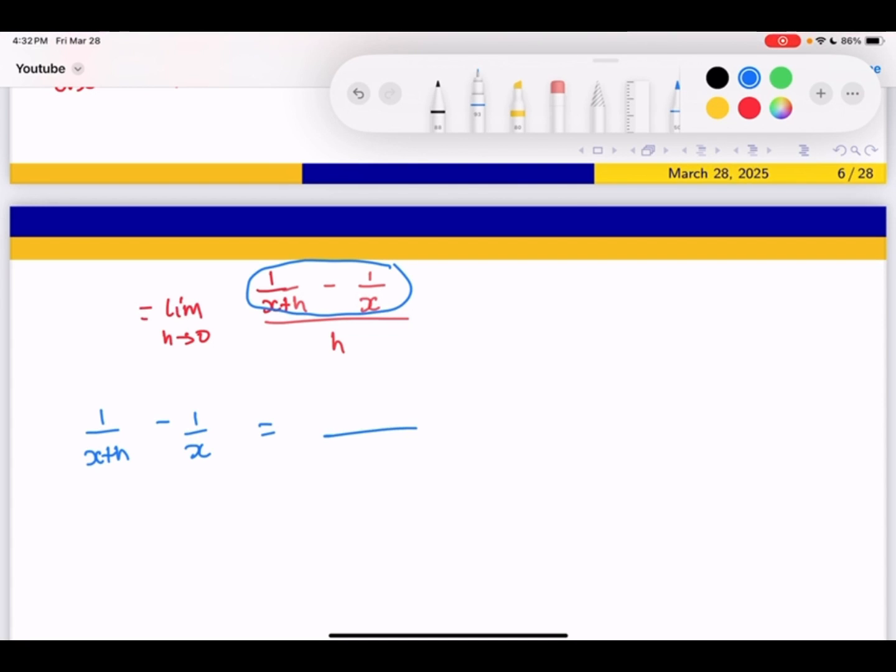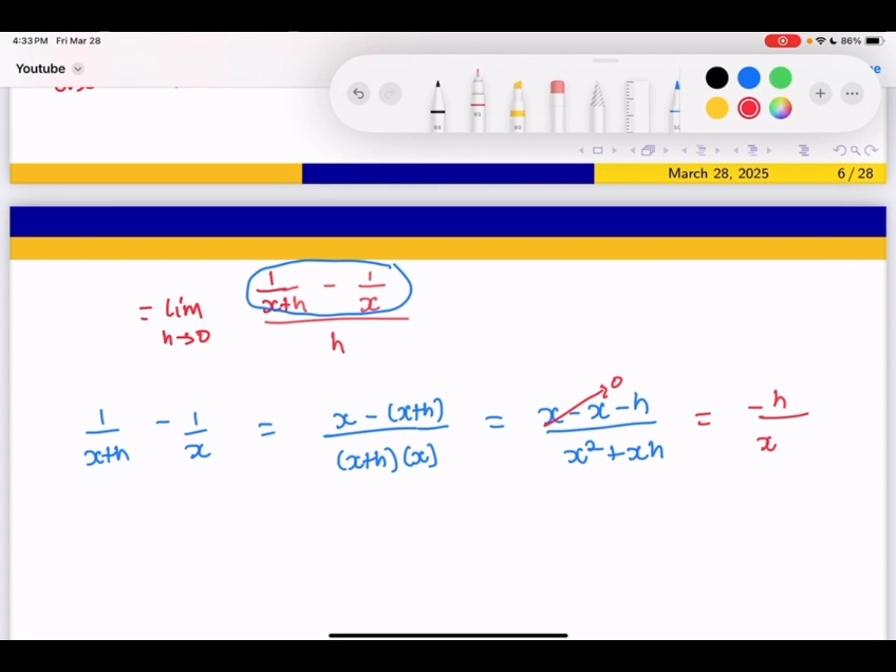So let's find the LCM. The LCM will be giving us x plus h multiplying x. So we are going to have x minus x plus h, that's x minus x minus h, over x squared plus xh. So this x will cancel out. So our answer will be giving us minus h on x squared plus xh. So that's the numerator, giving us minus h on x squared plus xh.